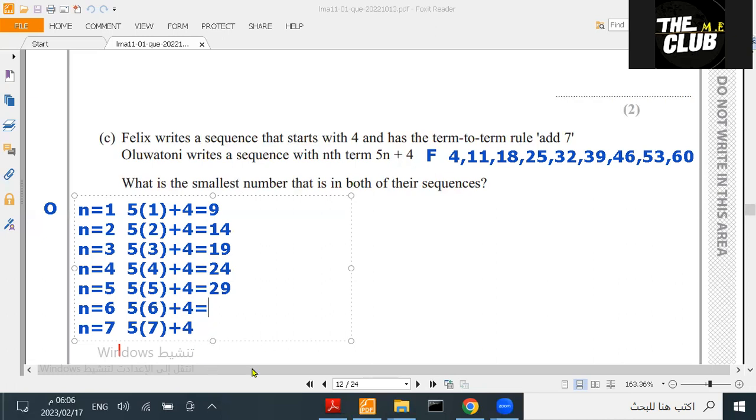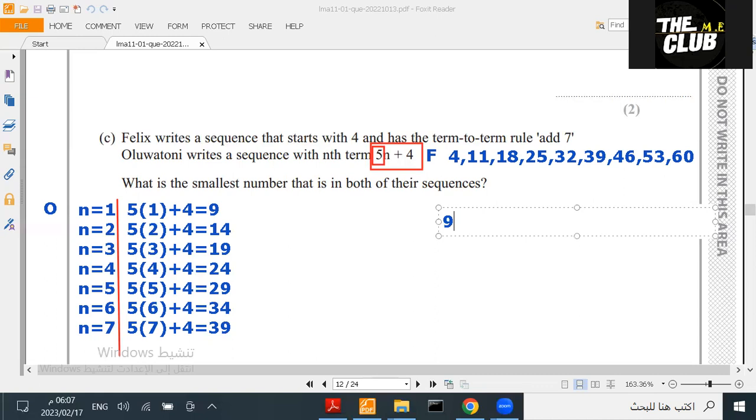5 times 6 is 30, plus 4, I'm sorry, 34. And then 5 times 7 is 35, plus 4 is 39. As we said, when you look at the sequence, if it's arithmetic, you'll know that this is the difference, plus 5. That means you can add 5 each time. You know the 9 here, so you can come here and say it's 9, and write it yourself: add 5, add 5, add 5, add 5. You got it? You don't have to do the steps I did here. I'm just explaining how to use the method.